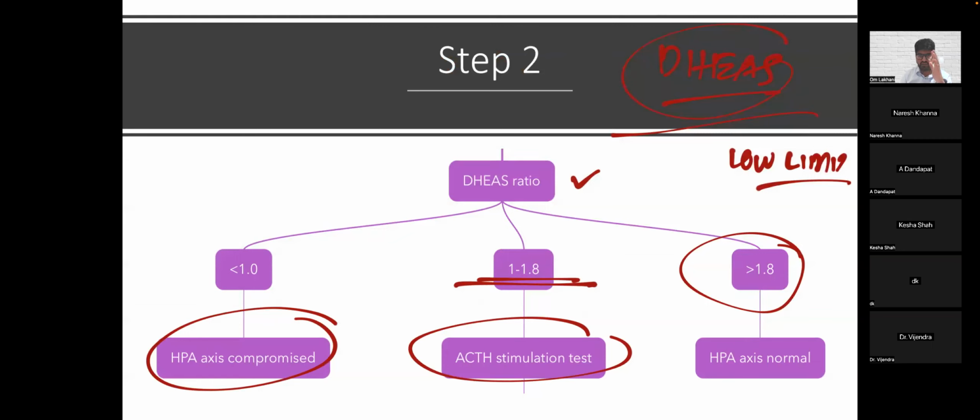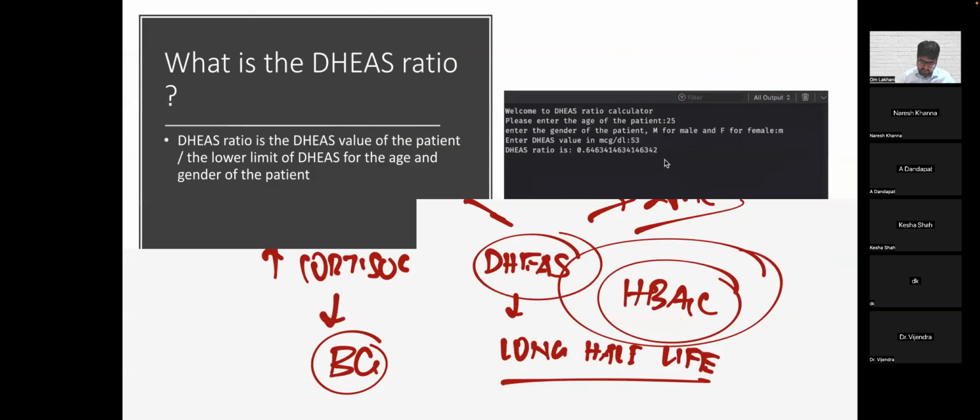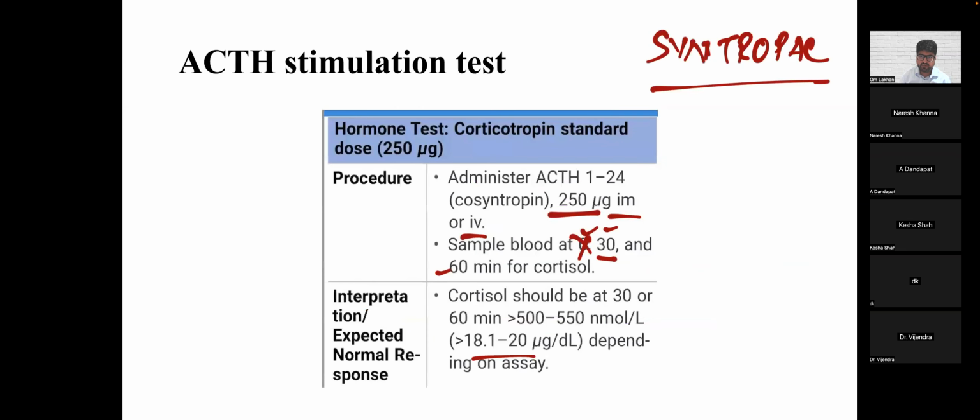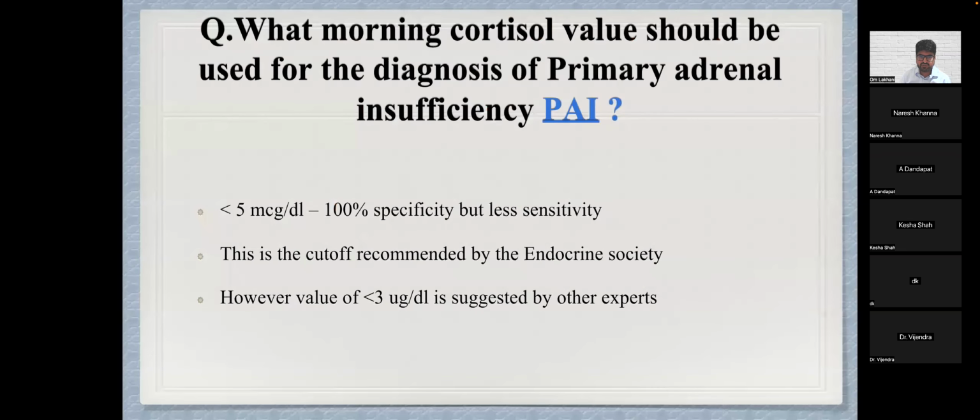For DHEA-S, if the cortisol value is between 5 and 12, you take a DHEA-S ratio. If the ratio is less than 1, it is suggestive of compromised HPA axis. For 1 to 1.8, you need to do an ACTH stimulation test, and more than 1.8, the HPA axis is considered normal, right? And if you have that in-between situation, then you do an ACTH stimulation test, where a post-stimulation cortisol value of more than 18 is suggestive of a normal HPA axis. Less than 18 is suggestive of compromised HPA axis.